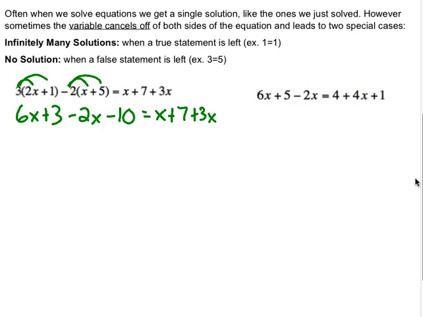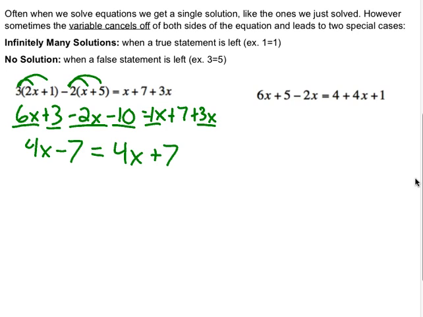So I distributed. Now let's focus on combining our like terms on both sides. So here, this 6x minus 2x will leave me 4x. 3 minus 10 will leave me -7. 1x plus 3 more x will be 4x. And then I have plus 7.